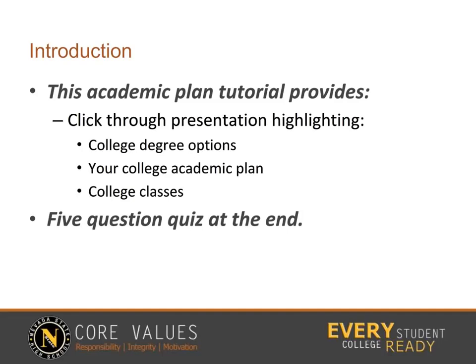During this tutorial, we will discuss what an associate's and a bachelor's degree entail and fill out a college academic plan for both degrees to provide you with perspective into your college career and look into more college classes and requirements. At the end of the presentation, you will take a 5-question quiz. Follow along closely and let's get started. Click to the next slide when you are ready.